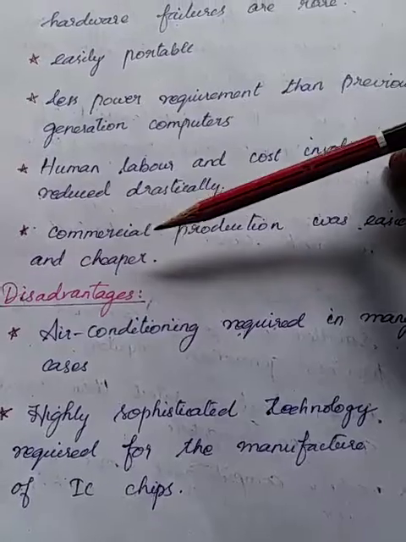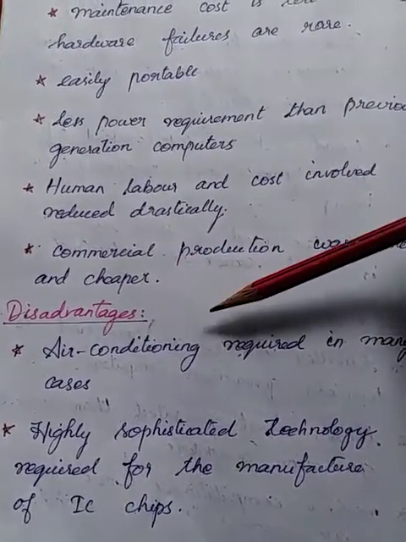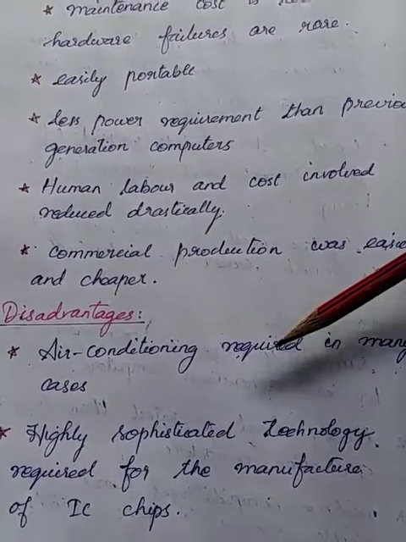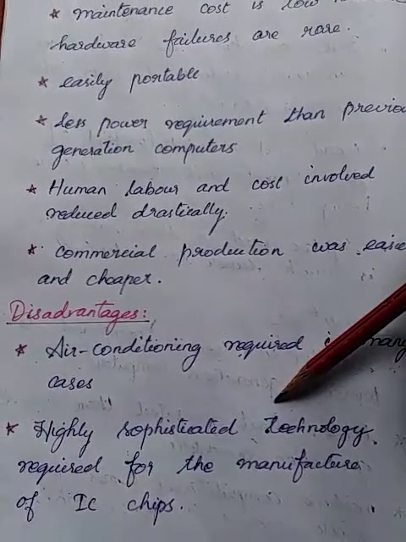The main disadvantages considered here in the third generation are that air conditioning is required in many cases, and highly sophisticated technologies are required for the manufacturing of such chips.